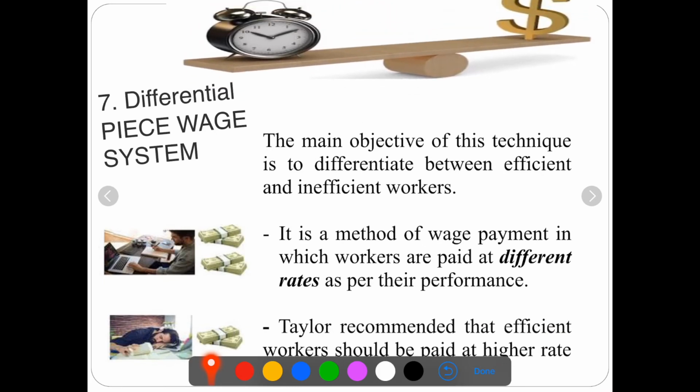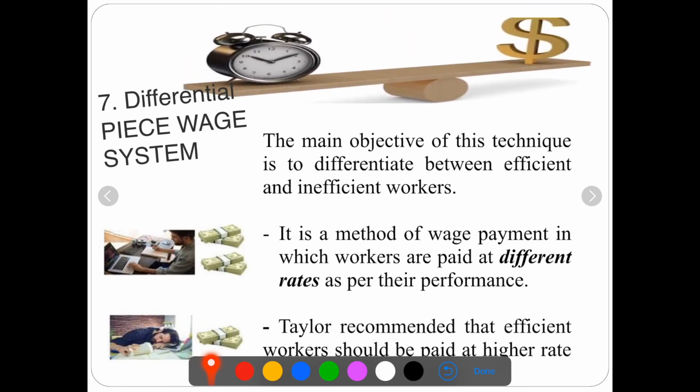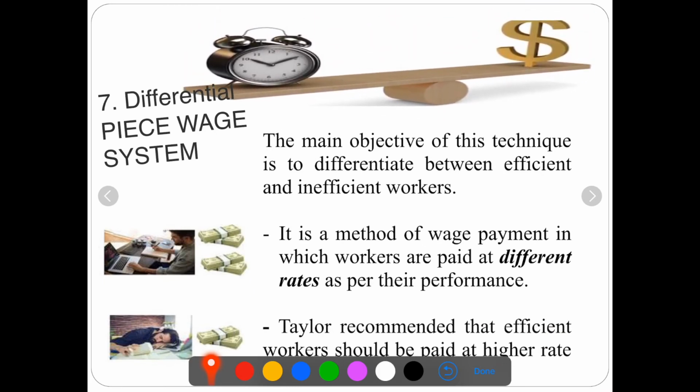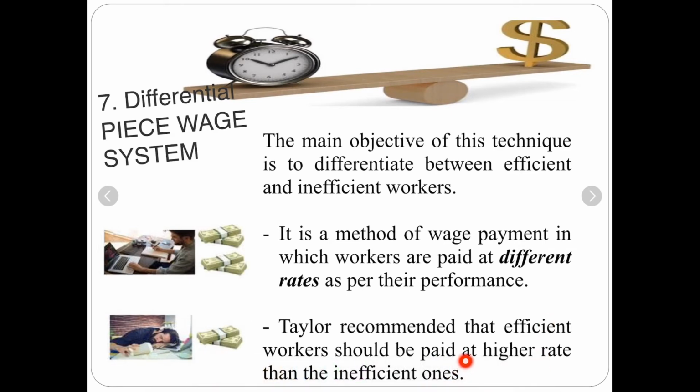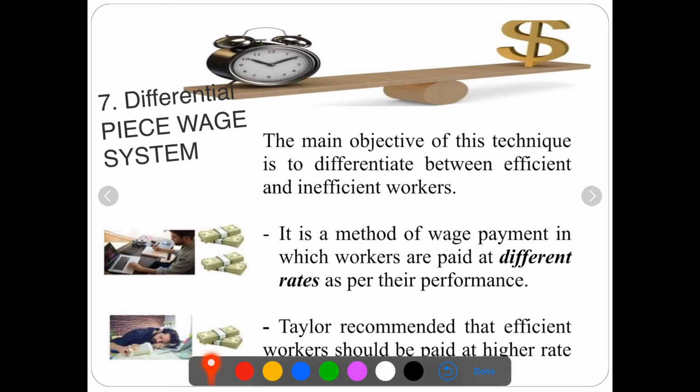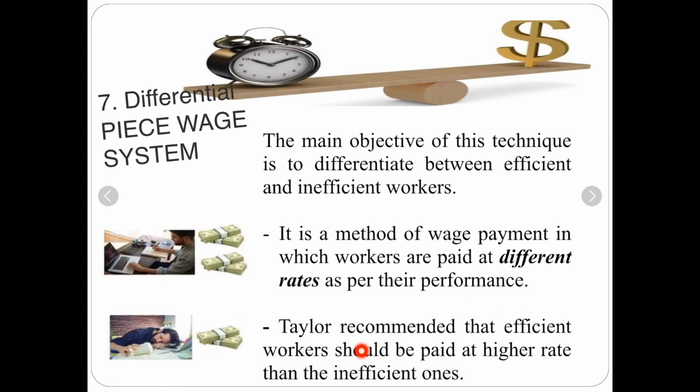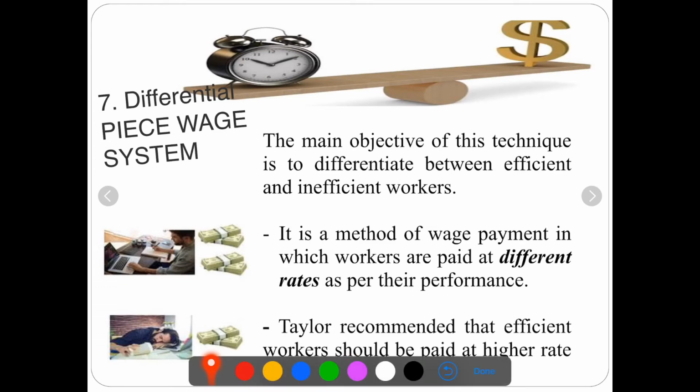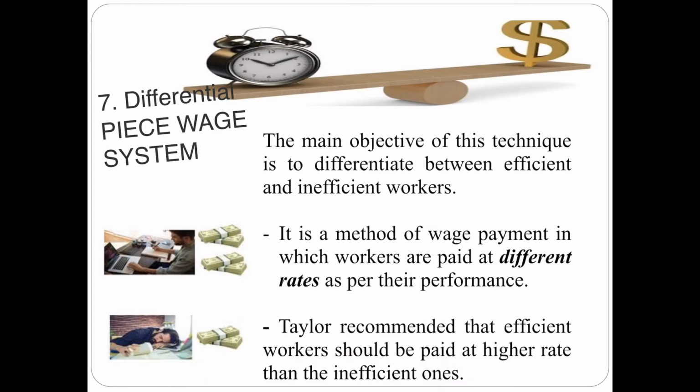The seventh one is the differential piece wage system. The main objective of this technique is to differentiate between efficient and inefficient workers. It is a method of wage payment in which workers are paid at different rates as per their performance. Taylor recommended that efficient workers should be paid at a higher rate than inefficient ones.